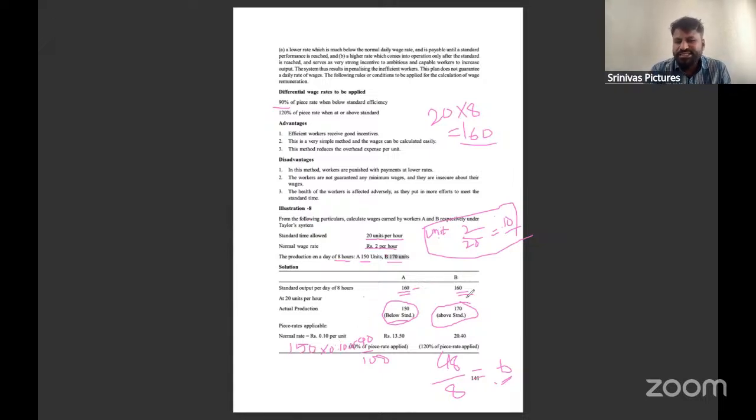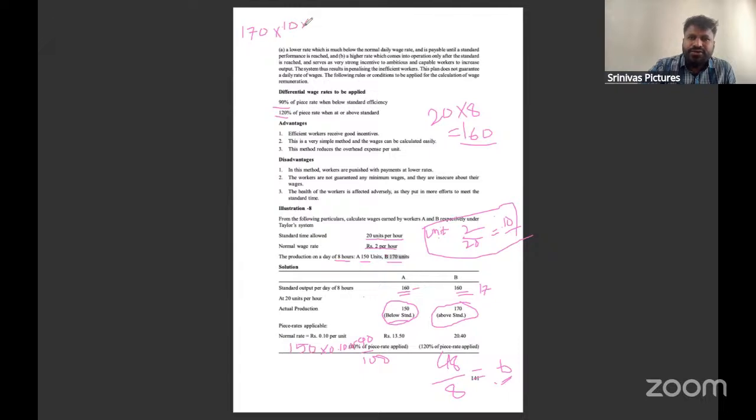Whereas coming to B, he is more than his target, more than his standard output. Actually, the standard output is 160 only, but he crossed the standard output. So for the excess, that time he is going to receive the 120 rupees. So simply 170 hours, 170 hours, into payment point.